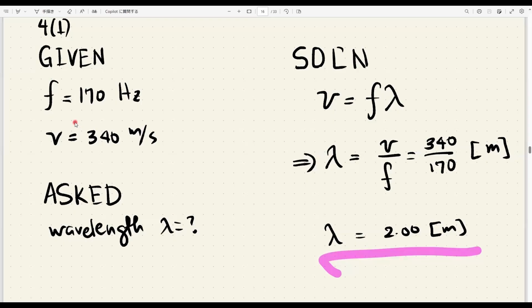We are told that there is a wave whose frequency is 170 hertz, and the speed of that wave is 340 meters per second. We are looking for the wavelength of the wave.